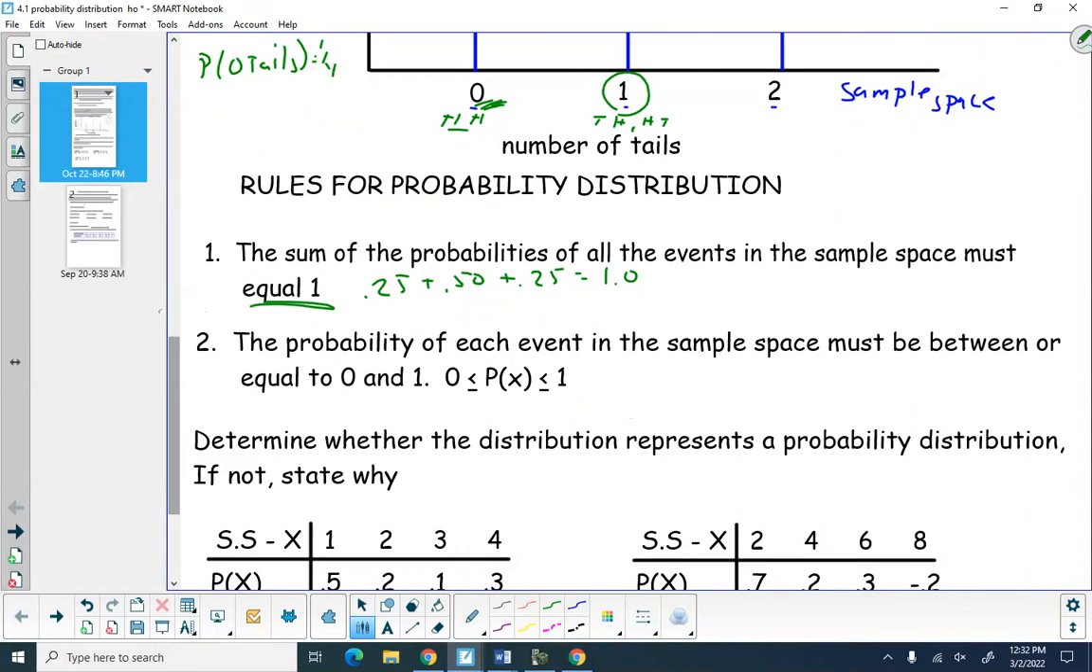The probability of each event in the sample space must be between 0 and 1. We can include 0 and 1. We can't have a negative probability.